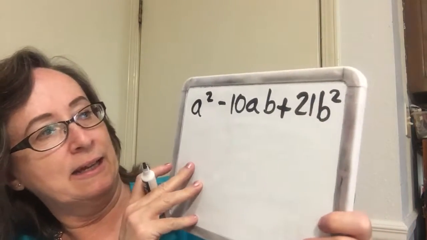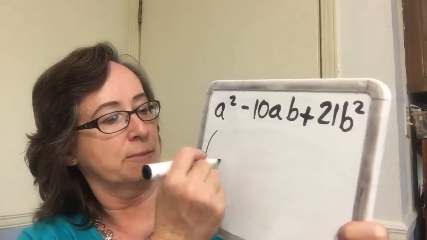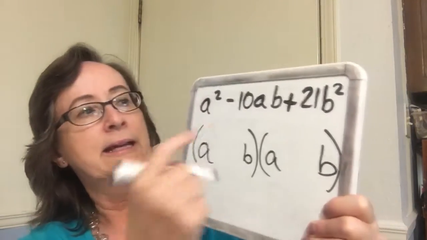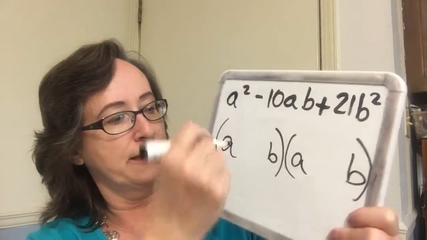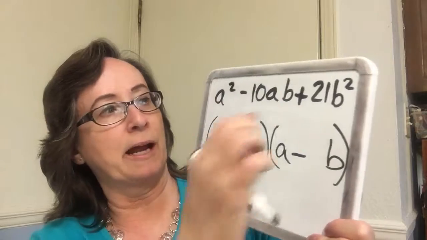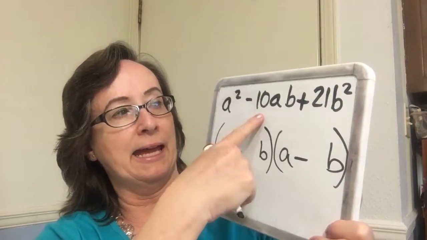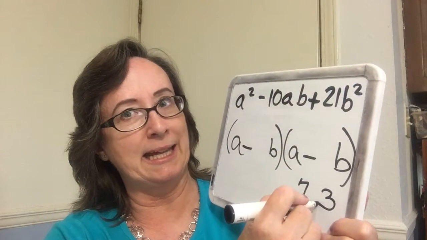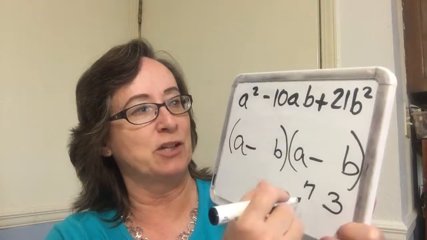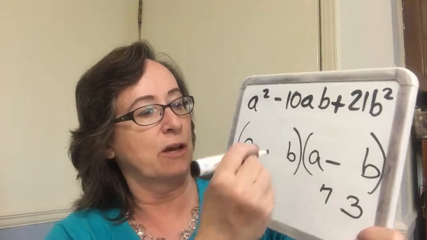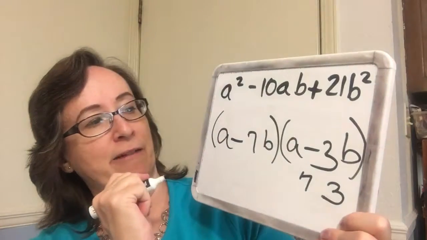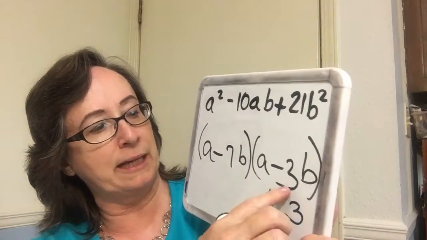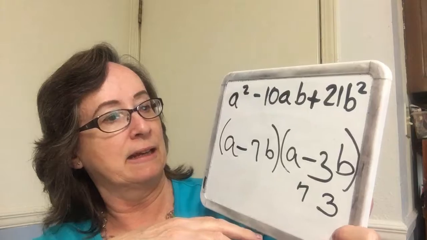And then, again, two variables. So we'll have the a and the a, and the b and the b. Same sign, both negative. So now I'm looking for a product of 21 and a sum of 10. So 7 and 3 do multiply to 21 and do have a sum of 10. So 7, 3, and when I FOIL it back together, I get a negative 7ab and a negative 3ab, which gives me a negative 10ab.